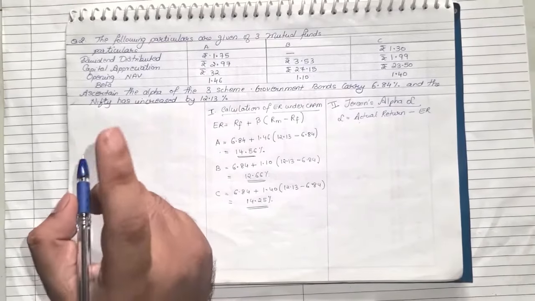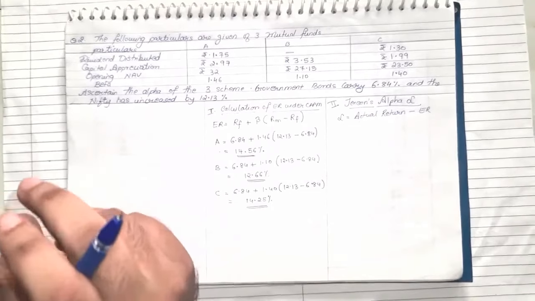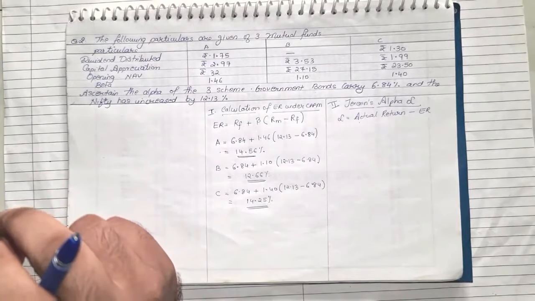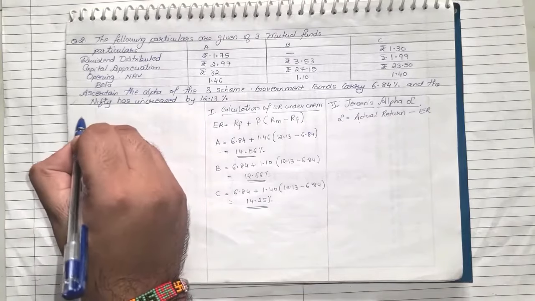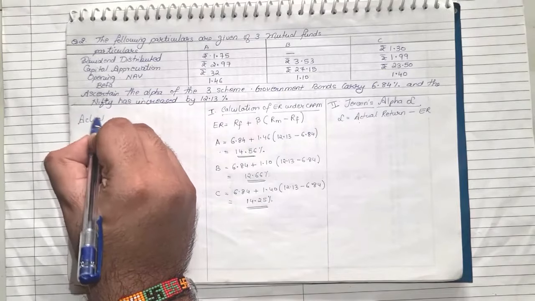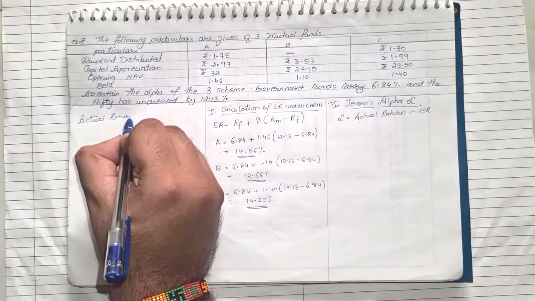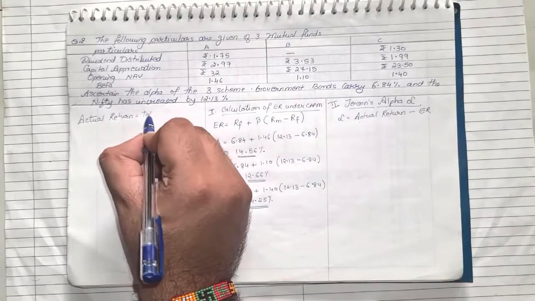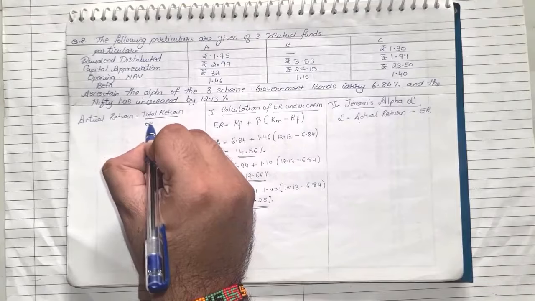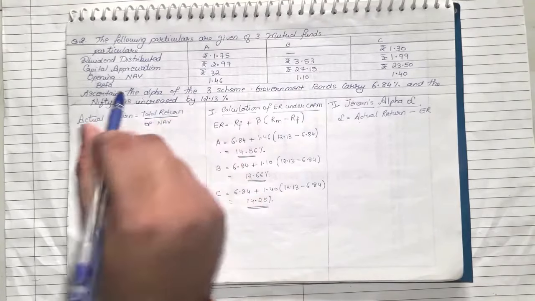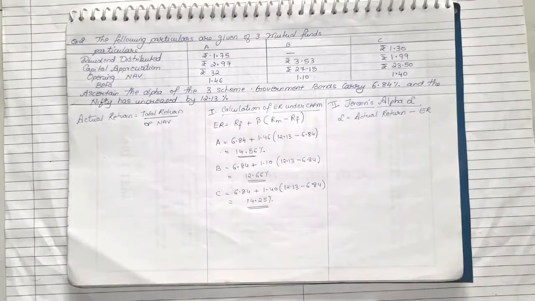Now remember, actual return ka formula is total return upon opening NAV. Opening NAV is given to us and total return directly isn't given, so we need to first find that. Okay, we'll have to first find that. So now let us see how to get that value.